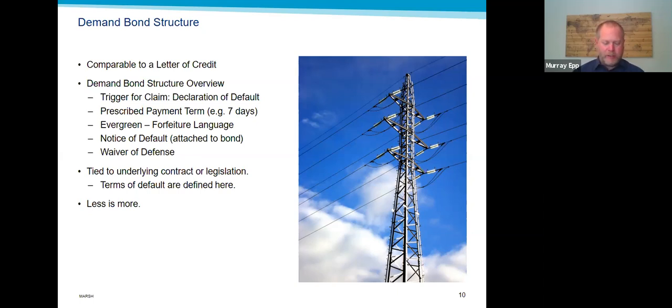So when we build these bonds, we try to make them simple and very succinct. I know that a lot of lawyers like to get their hands on them and create 5-page, very verbose bond wordings, but because they're tied to the underlying contract or legislation, we feel it's more important that the terms of default are defined in that underlying agreement, and that the bond itself is just made to have those 5 items noted above that really define and protect the beneficiary from any defendable position on the surety. And then the underlying agreement can really list out what triggers a default, what's an event of default, and when the beneficiary can draw on the instrument.